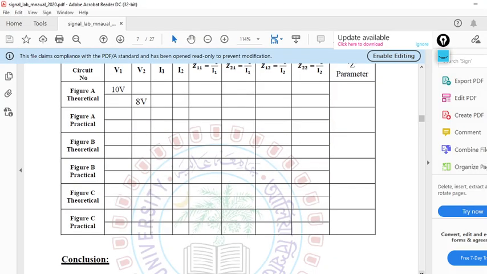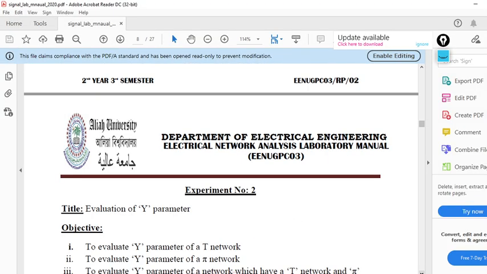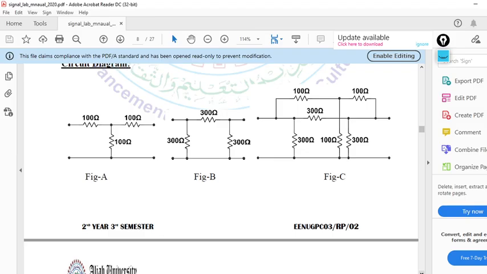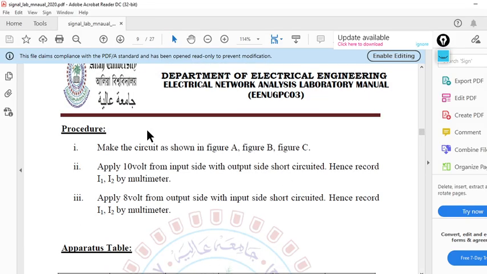But before going to figure B or figure C, in the same circuit, do not open this. What you have to do here is a short circuit. First, we'll read the procedure: 10 volt supply on the input side with the output side short circuited. Previously it was open circuited, now it is short circuited. Hence, record I1 and I2.